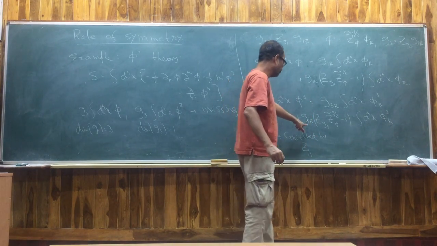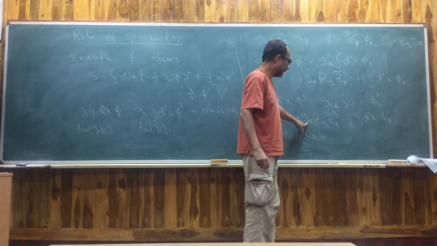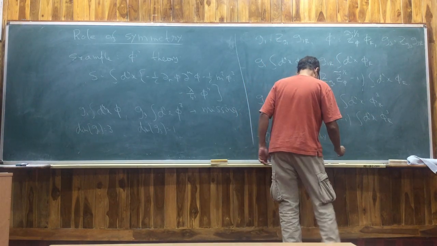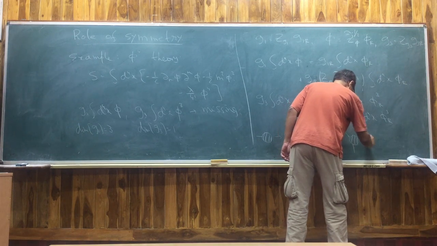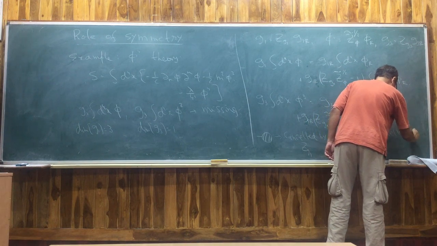What about this counter term? This will cancel the divergence in a 3-point function, right? Because it's phi R cube. So this will be cancelled by Z_G3.